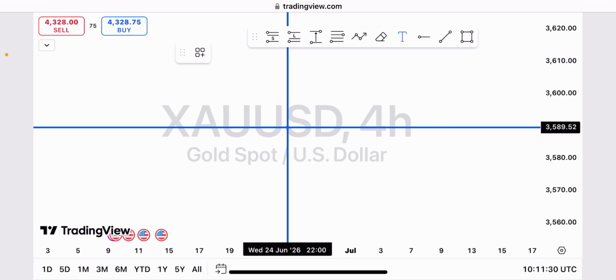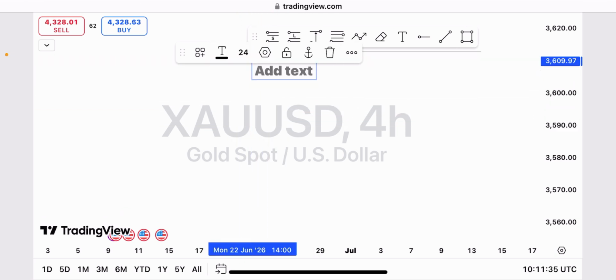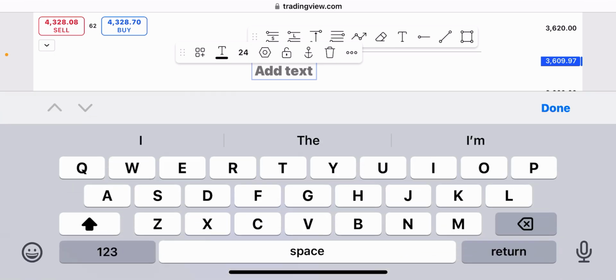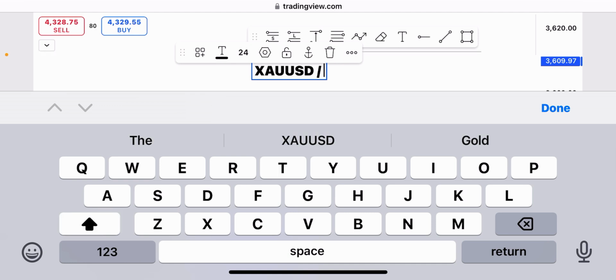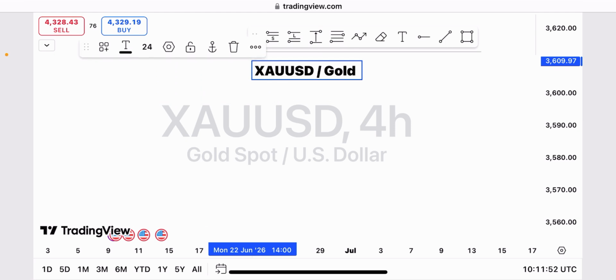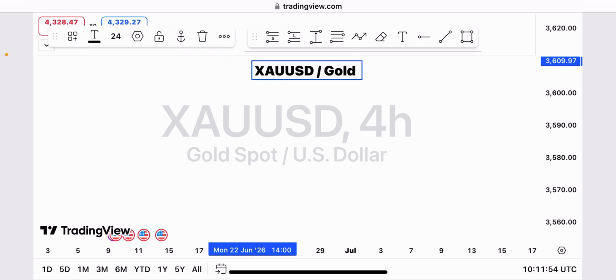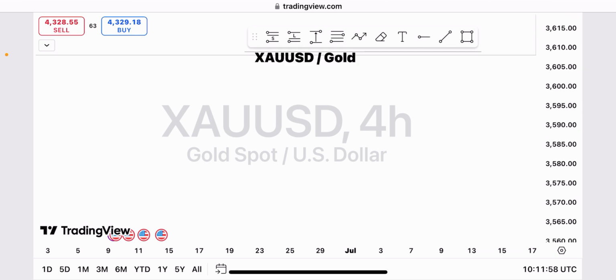Today I'll be showing you some calculation in forex, using this pair we all know as gold. You can call it XAUUSD or you call it gold. That's the name of the pair, alright. You can call it this name XAUUSD or you call it gold.